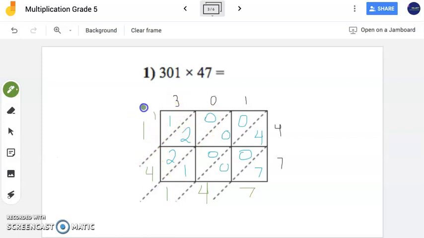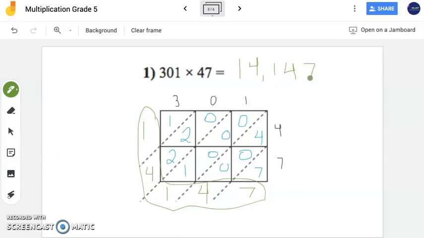So now I'm going to take a look at all the numbers here that are in green. So I'm going to write them in order, which is going to give me an answer of 14,147. And that is the answer to this problem.